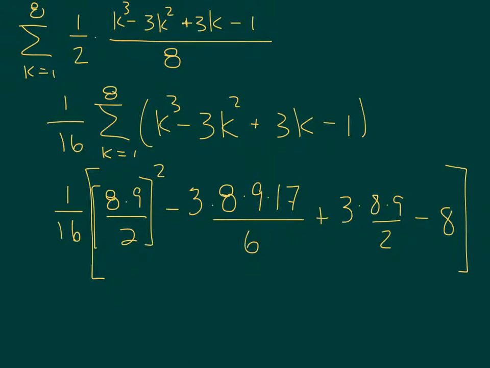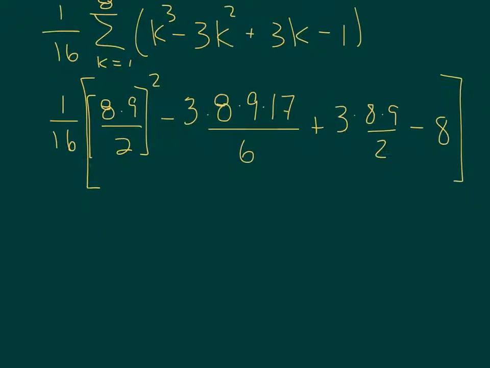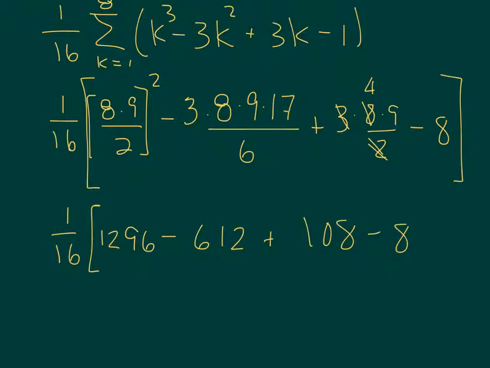So then I'm just going to work this out using my calculator because it's gotten a little too complicated here. So I'll worry about the 1/16 later. But 8 times 9 over 2 squared is going to give me 1296. And my next term is going to be minus 612. And my next term, I meant to cancel out the 2 into the 8. So that's going to give me plus 108. And then we're going to have minus 8, which ends up just giving me a grand area of 49.